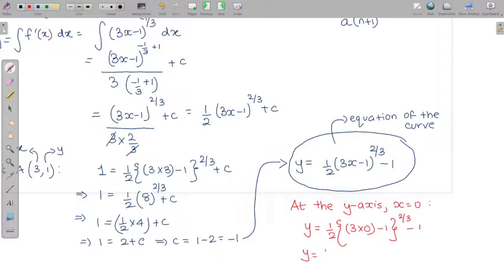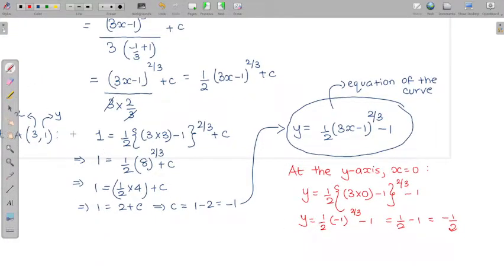So that is equal to half. So 3 into 0 is 0. 0 minus 1 is minus 1. So minus 1 to the power of 2 by 3 minus 1. Okay, so that will give us half minus 1. And our final answer will be minus half. So the y coordinate of B is equal to minus half.